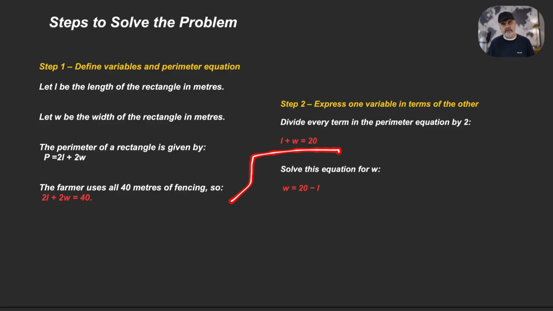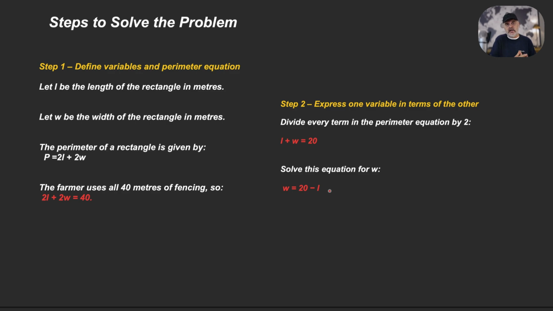Always make it simpler before you start rearranging. So now we have 2 variables, so we can express this equation in many different forms. We can express it in terms of L, or in terms of W. Say we're going to solve it for W as a new expression. So W now is 20 minus L as the width, and L is the length.